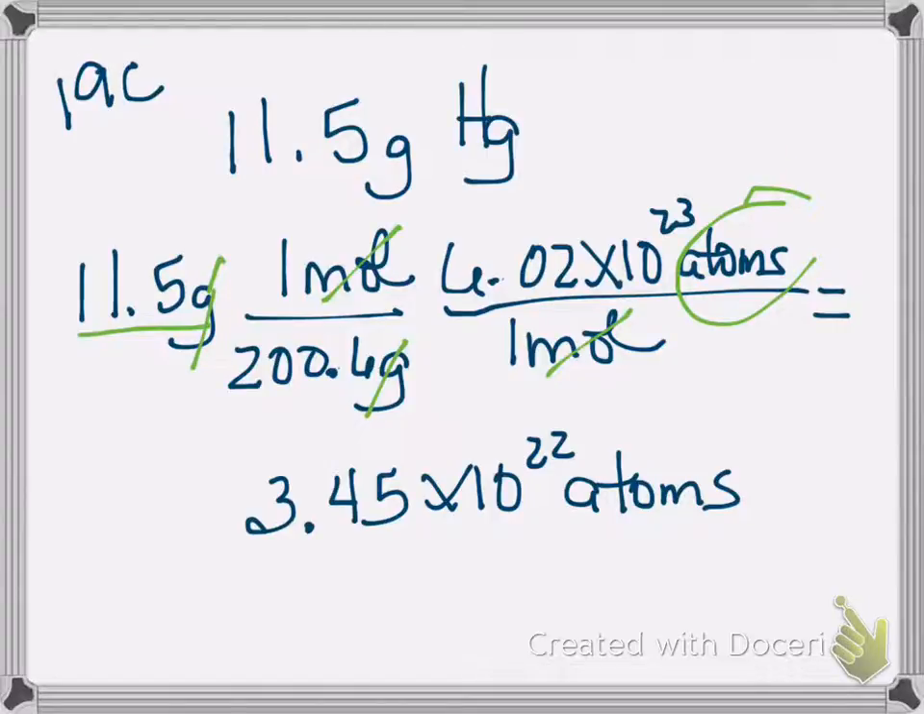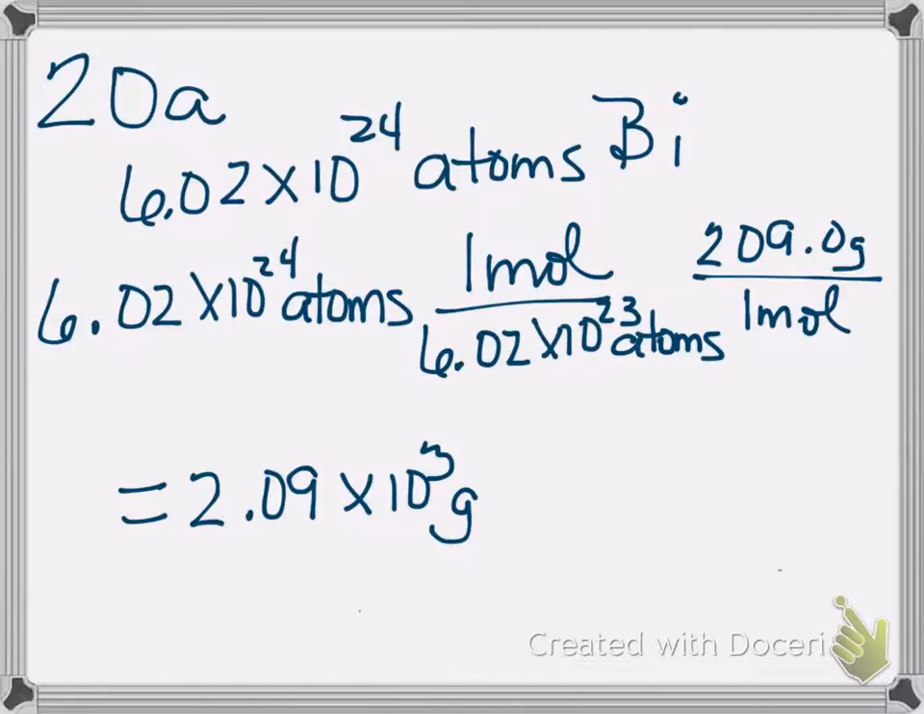Problem number 20. It says, what is the mass in grams of each of the following? So we're given a certain number of atoms, and we need to find grams. So 6.02 times 10 to the 24th, the number looks somewhat familiar, just with one more number on the scientific notation. So this is atoms of bismuth. So we start with that, 6.02 times 10 to the 24th atoms.